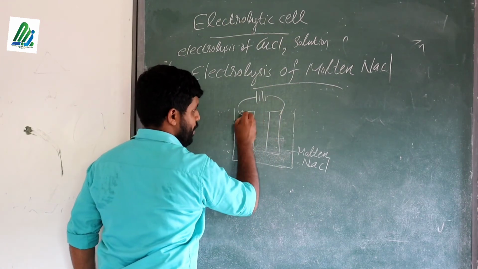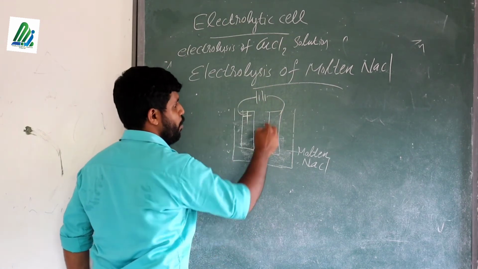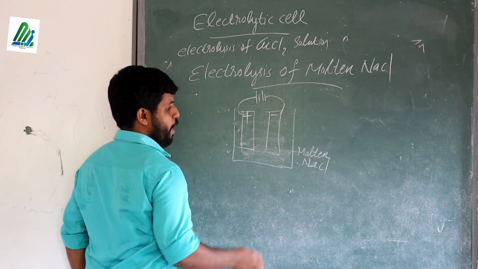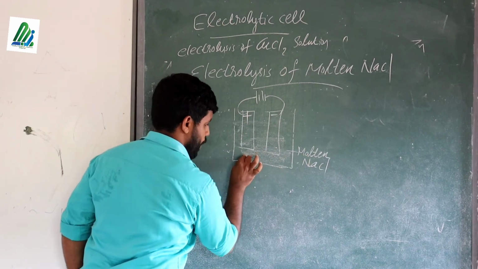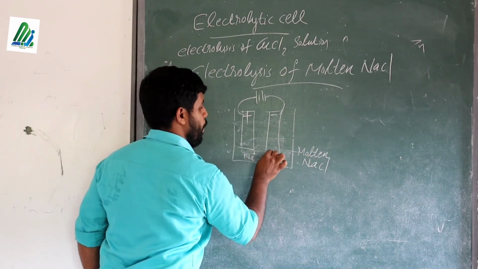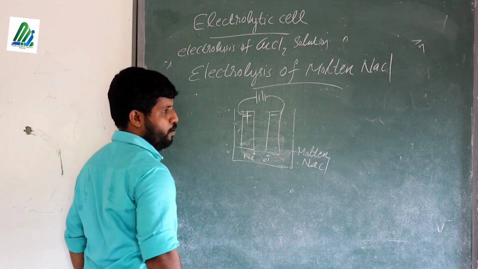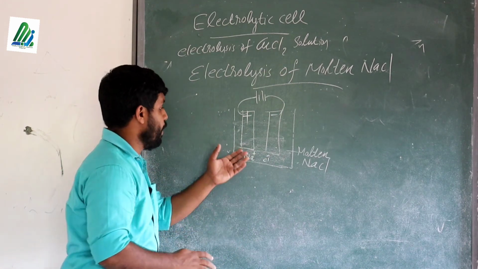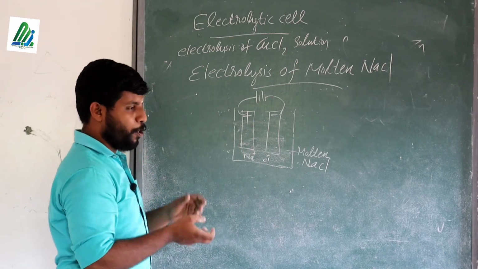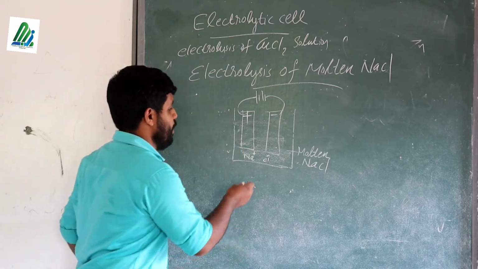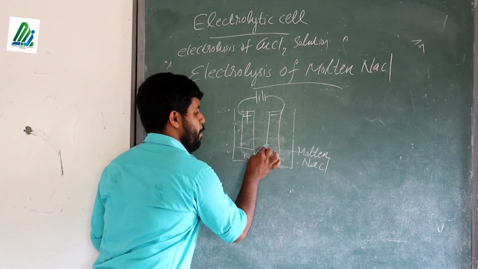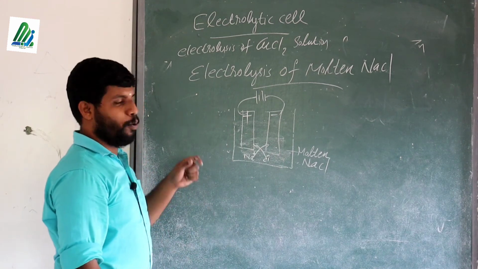The positive terminal is connected to the positive electrode, and the negative terminal is connected to the negative electrode. The molten sodium chloride contains a number of Na plus ions and Cl minus ions. While passing electricity through it, due to the attraction between opposite charges, Na plus ions move towards the negative electrode and Cl minus ions move towards the positive electrode.